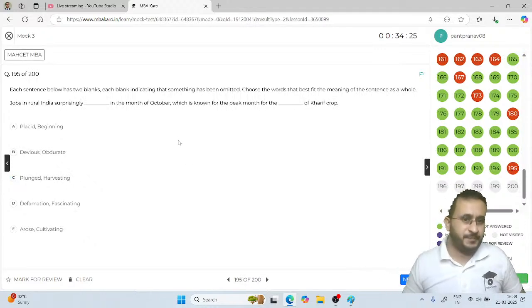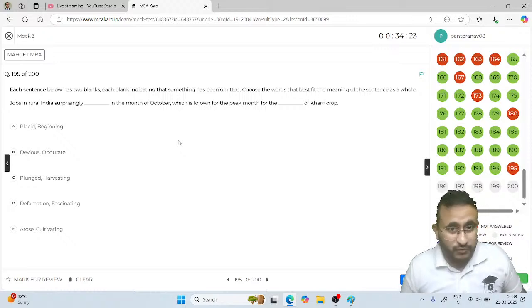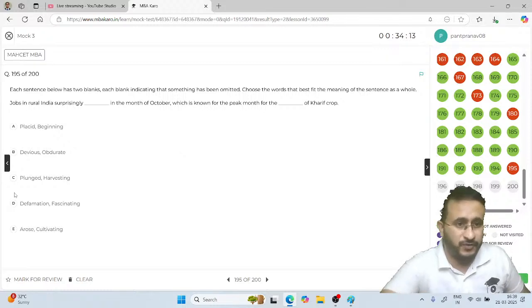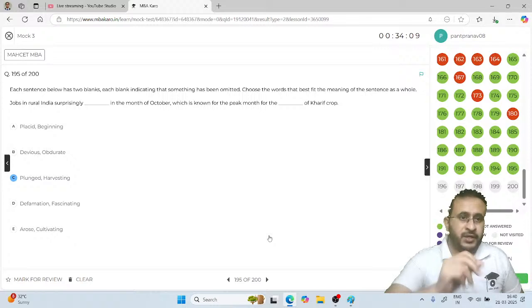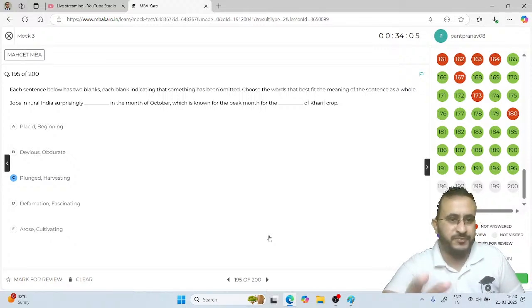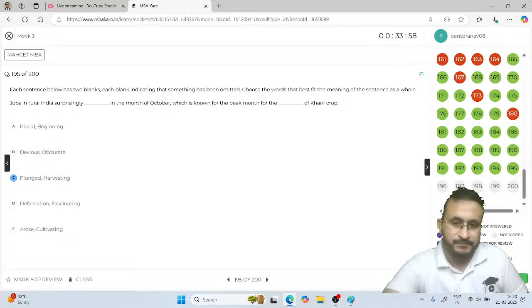Jobs in rural India surprisingly dash in the month of October, which is known for the peak month for the dash of Kharif. Harvesting of. Plunged. So jobs plunged because there was a peak month. Okay, so jobs have declined. That is a surprising factor. And harvesting month of Kharif crop makes sense.